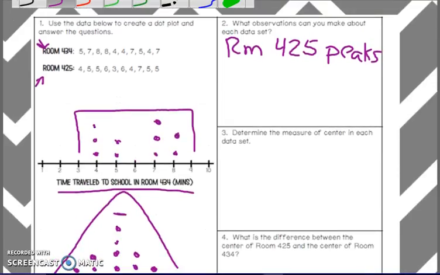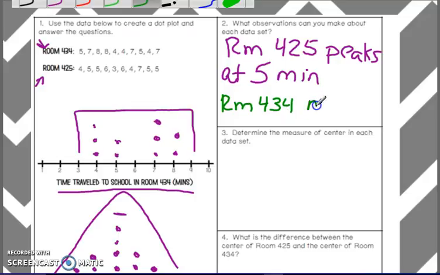So I'm going to write that down. Room 425 peaks at 5 minutes. Whereas room 434, they don't really have a big peak. They do have minor peaks at 4 minutes and 7 minutes. So room 434 has minor peaks at 4 and 7 minutes.